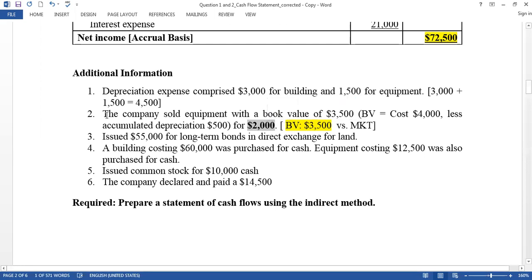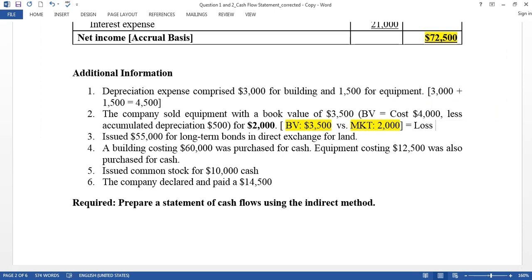Read the question again here. The equipment sold, book value 3,500, and the question tells you how they calculate book value: cost minus accumulated depreciation. And they receive $2,000 cash from the market. So they sell equipment for $2,000, so the market price is $2,000. Now compare these two. You sell your equipment, book value is $3,500, but from the market you receive $2,000. So do you have a gain or loss? Loss.